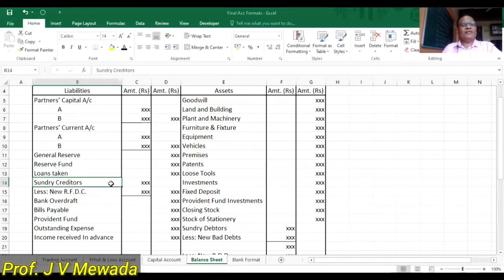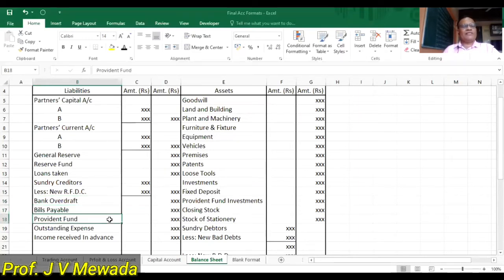Then creditors. Creditors are the persons to whom the amount is payable. So it's a type of liability to us. It is a current liability. And from creditors we subtract the RFDC formula, which I am going to explain in the adjustments. And then we have a bank overdraft. Sometimes our bank balance is negative, so that particular balance is known as bank overdraft. Then we have bills payable, which is one of the liabilities.